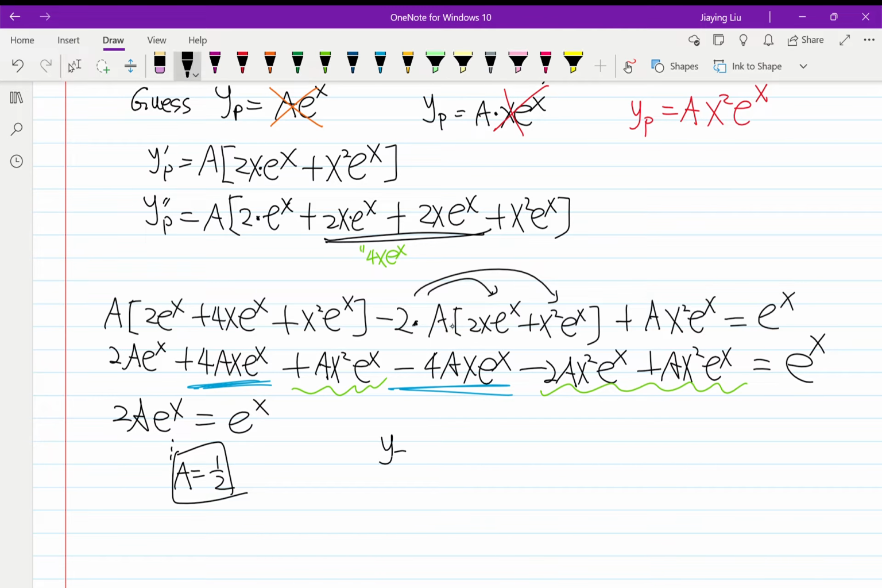So we can write down the particular solution, which is x squared e to the x times 1/2, and then the general solution is just going to be c1 e to the x plus c2 x e to the x plus x squared e to the x times 1/2. Oops, I made a mistake, not c3, 1/2. Sorry, that's a particular solution.